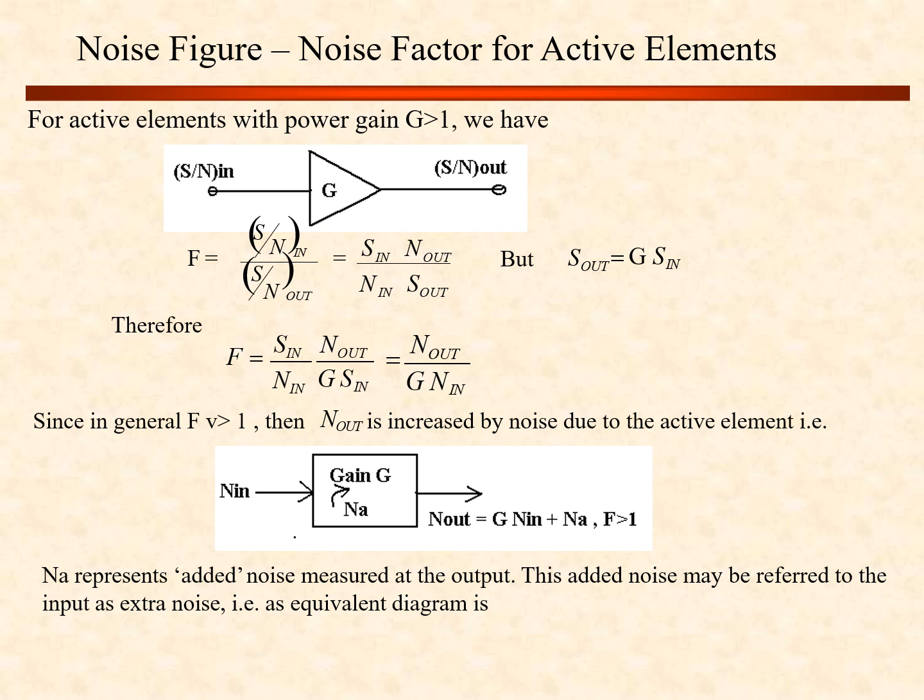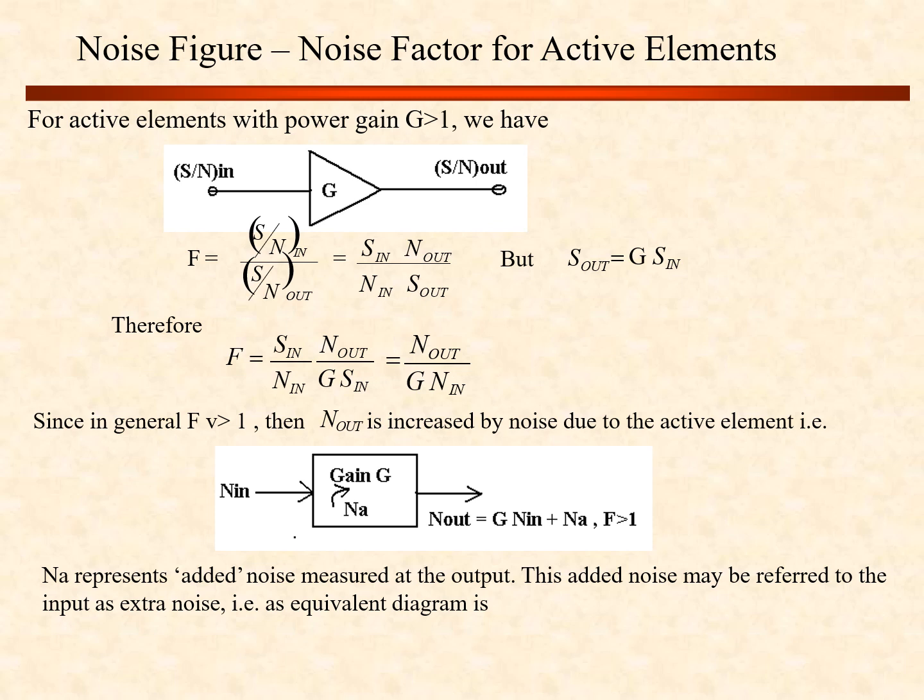So always we can say that F is greater than 1. Then N out, that is the noise output, is increased by the noise due to the active element, because we are using one active element. It may be any amplifier or any device, any transistor or any diode that will be acting as some element, so that is called an active device. So N out equals G N in plus Na, where N in is the noise input, and Na is the noise produced by the element.